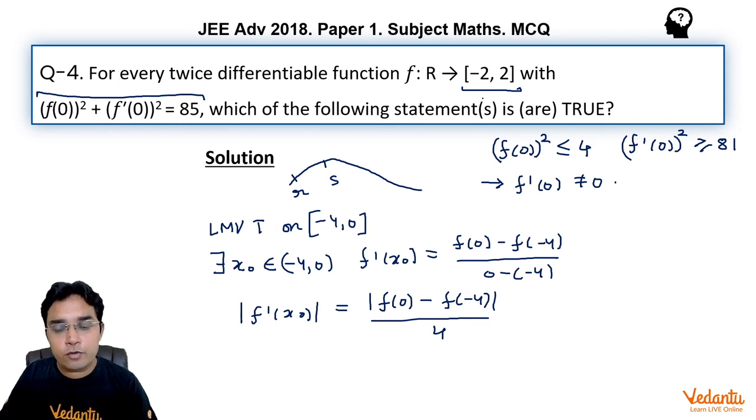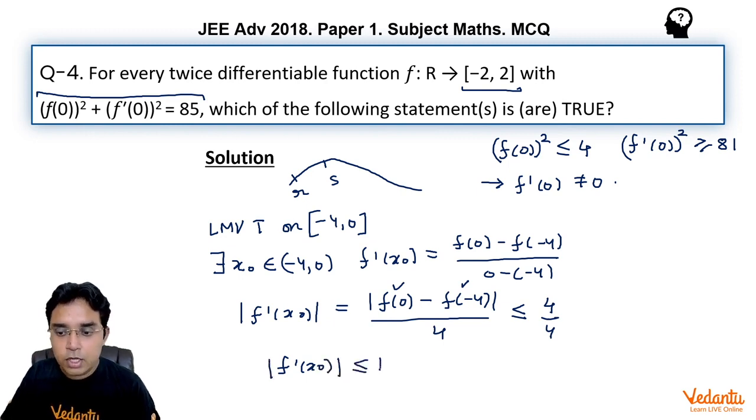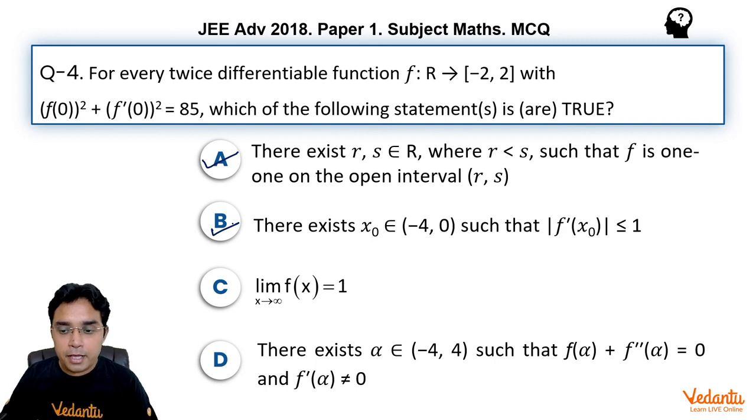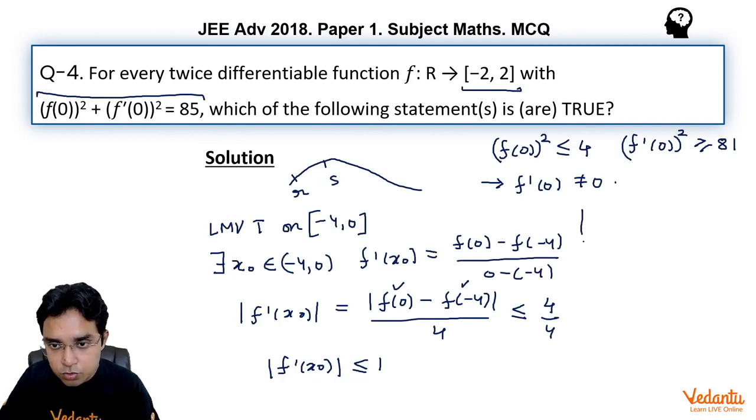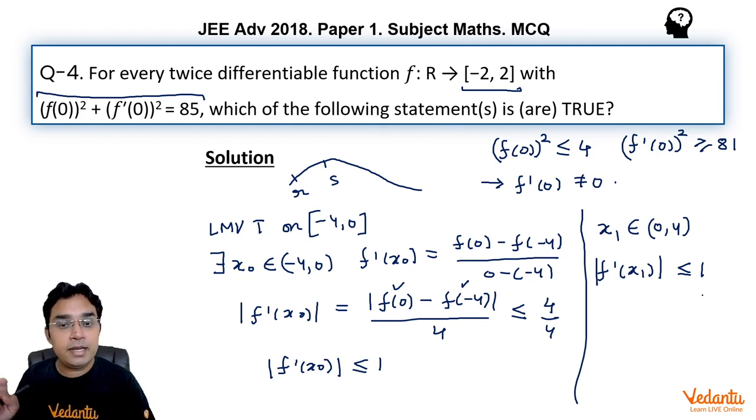Now because the function has codomain from minus 2 to 2, the maximum possible value of f(x) at any x is 2 and similarly the minimum value is minus 2. So the difference of any two values of this function cannot exceed 4. So the magnitude of f'(x₀) is less than or equal to 4 upon 4, which means |f'(x₀)| is less than or equal to 1. So option B is also correct. In fact, similar to this, we can also say that there will be x₁ belonging to (0, 4) so that |f'(x₁)| is less than or equal to 1. I am going to use this result in part D.